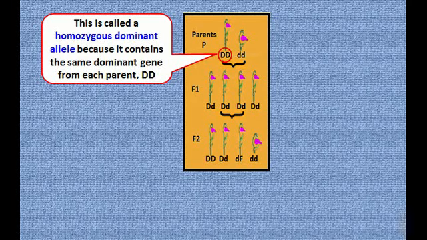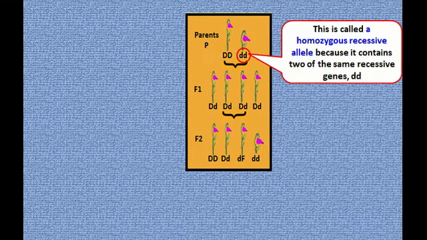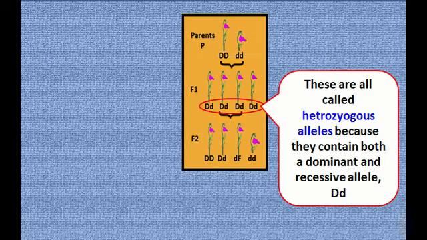This gene pair is called a homozygous dominant allele because it contains the same dominant gene from each parent, capital D and capital D. This gene pair is called a homozygous recessive allele because it contains 2 of the same recessive genes, small letter d and small letter d. These gene pairs are all called heterozygous alleles because they contain both a dominant and a recessive allele, a capital D and a small letter d.